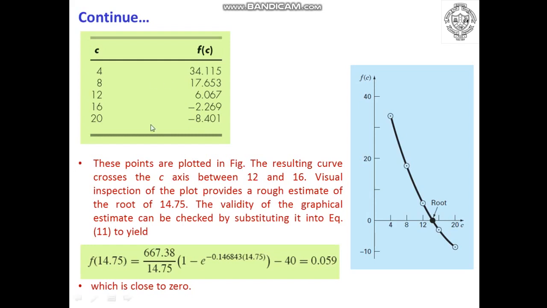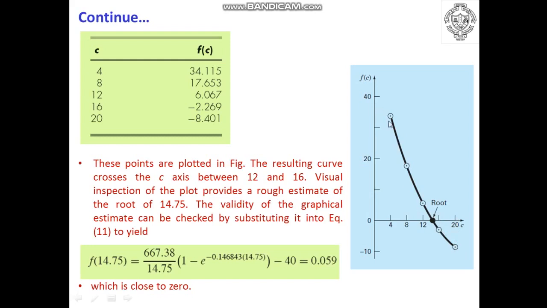So now what we will do is plot these points on a graph. Let us consider values of c on the x-axis and values of f of c on the y-axis. Let us plot the values. When c is 4, the value is 34.15. When it is 8, the value is 17.65. When it is 12, the value is 6.06. When it is 16, somewhere here, the value is minus 2.2, and when it is 20, the value is minus 8.4.